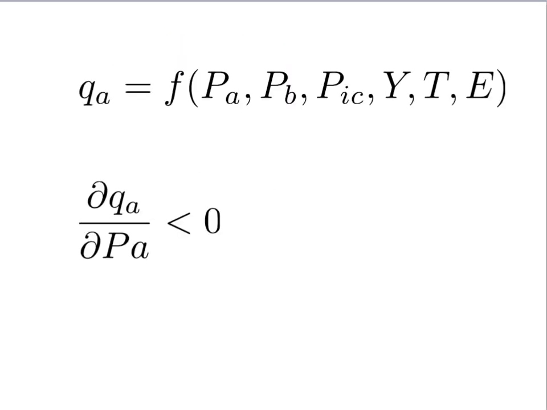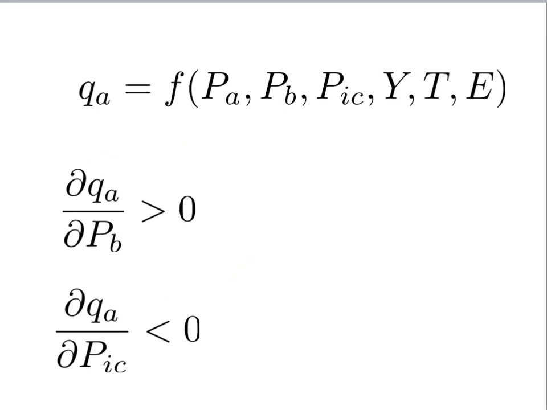Our helpful assumption was that Jackie's demand curve slopes down. What does that mean for Jackie's demand function? Well, that helpful assumption is captured by this partial derivative here. The partial derivative of the quantity of apples with regards to the price of apples is negative. Or in other words, as the price of apples goes up, Jackie would prefer to buy fewer apples. As the price of apples goes down, Jackie would like to buy more apples, which is the same as saying the demand curve slopes down.